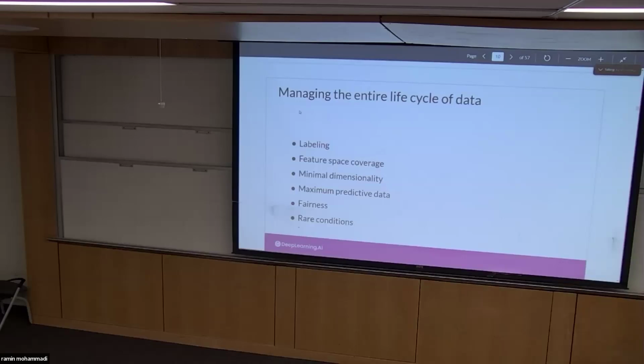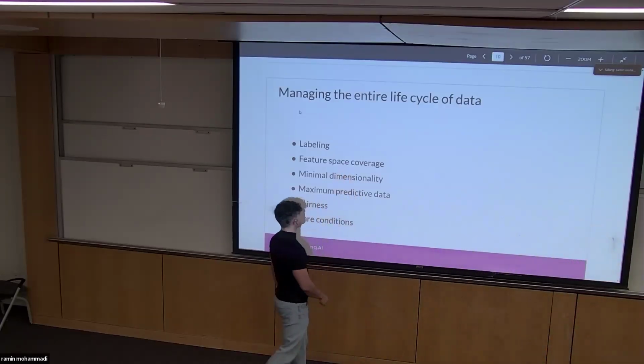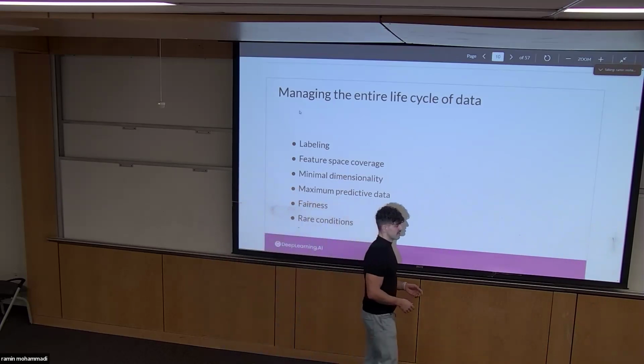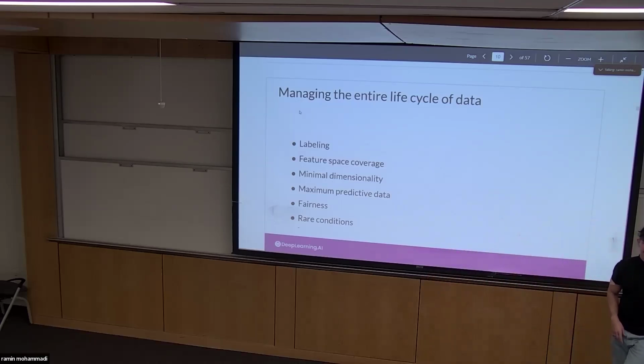Now, when it comes to the life cycle of the data, you need to think about the full life cycle. It starts from labeling, the task of having labels for your data. Then it comes to feature space coverage. Can anyone tell us what feature space coverage is? What do you think it means?